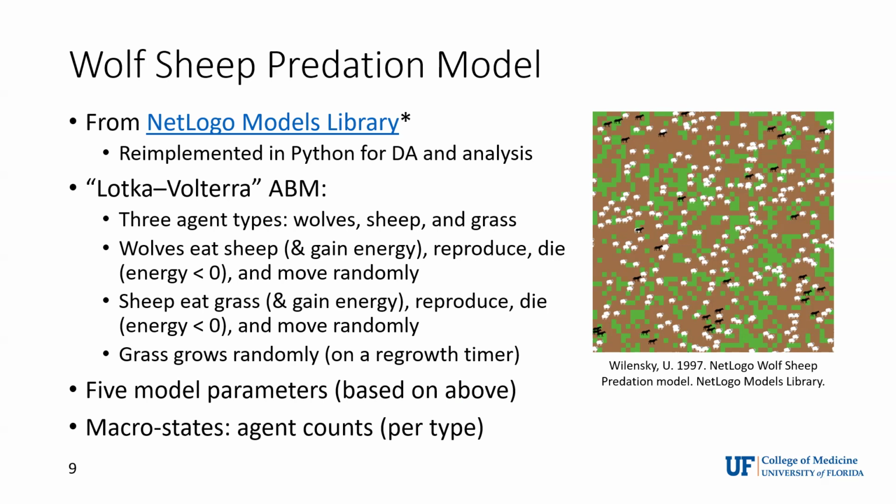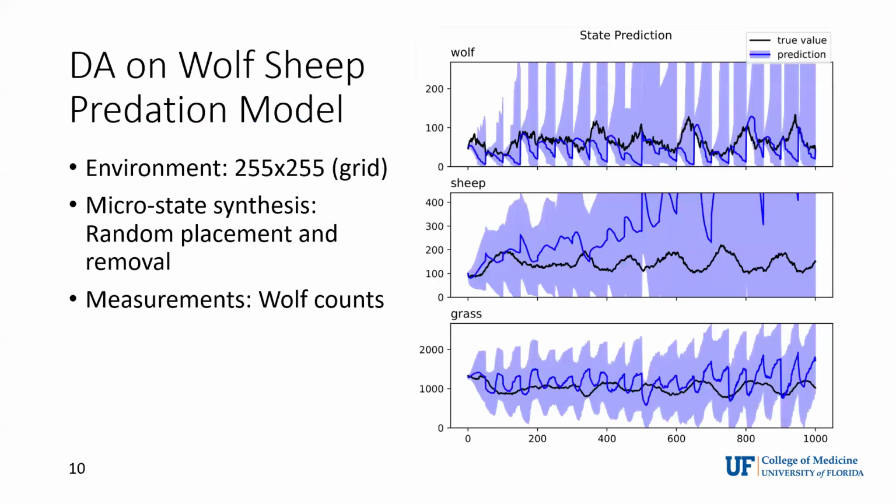Yeah, that's what I would say, essentially. So for just one simulation that we did, this is actually with a much larger environment, a 255 by 255 grid. We just decided to try things out, assuming that our microstate synthesis was really, really naive. So if we needed more sheep, we just placed them at random. If we needed fewer sheep or fewer wolves or whatever else, we just removed them at random. And this is what comes out.